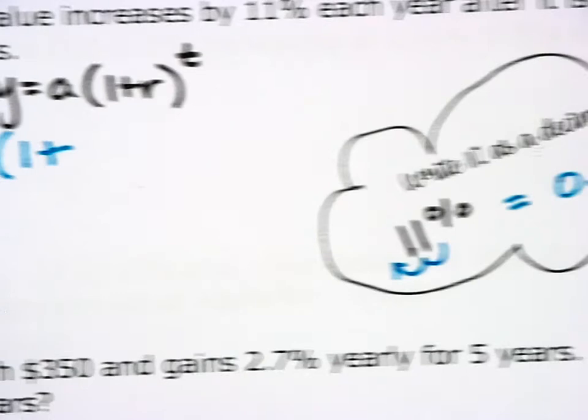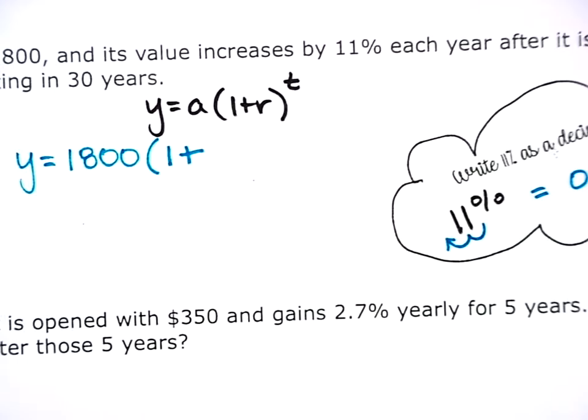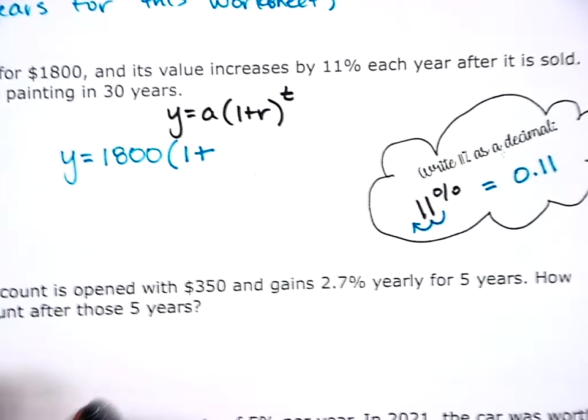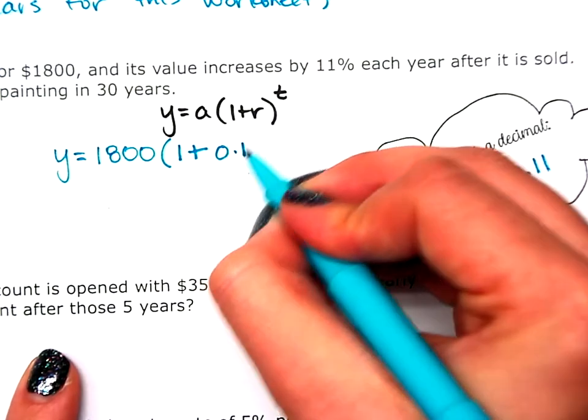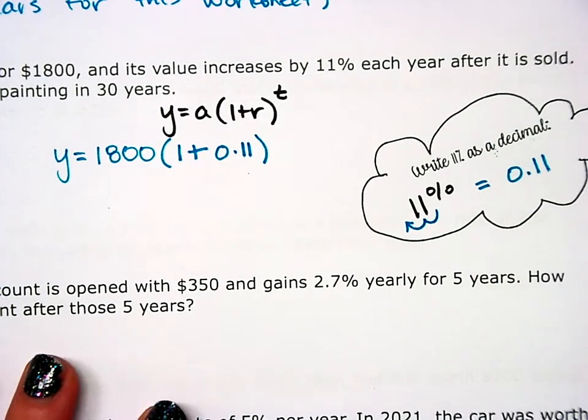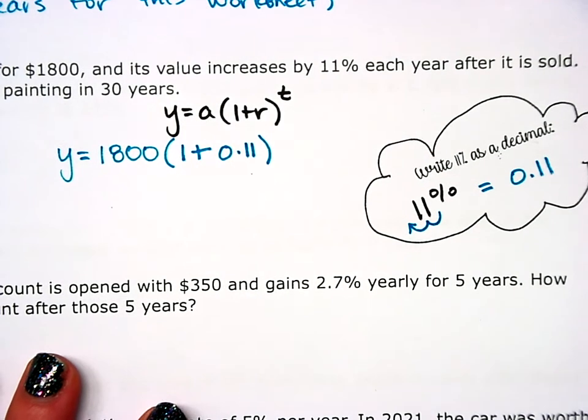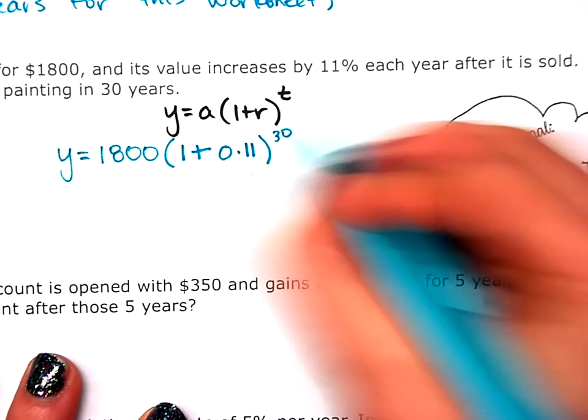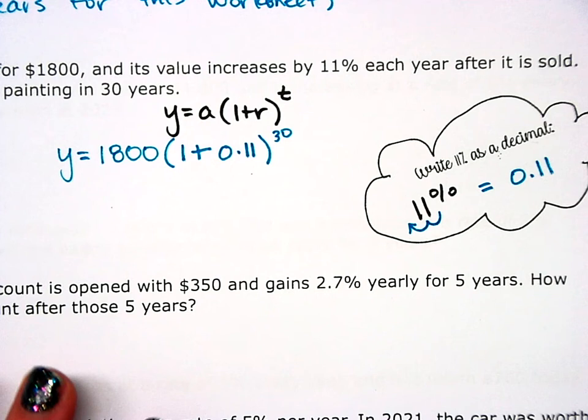Okay, now we're ready to substitute our r value in. So where r is, we want to write 0.11. And then the last thing we have is t, and it's in time. It's 30 years. We want to know how much this painting is worth in 30 years. So let's put a 30 there as our exponent.